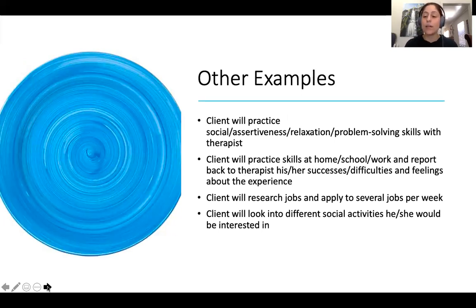Here are some other examples of things clients can do. Practice social assertiveness, relaxation, problem skills, etc. with therapists. You wouldn't write all of these in one, you would split them out. Okay. Client will practice skills at home, report back to therapist about difficulties, etc. Research jobs, look into different social activities, and so on. Of course, remember that these are things the client actually agrees to do.